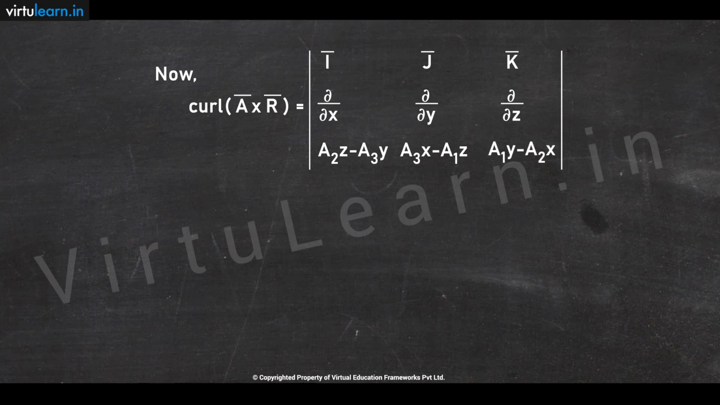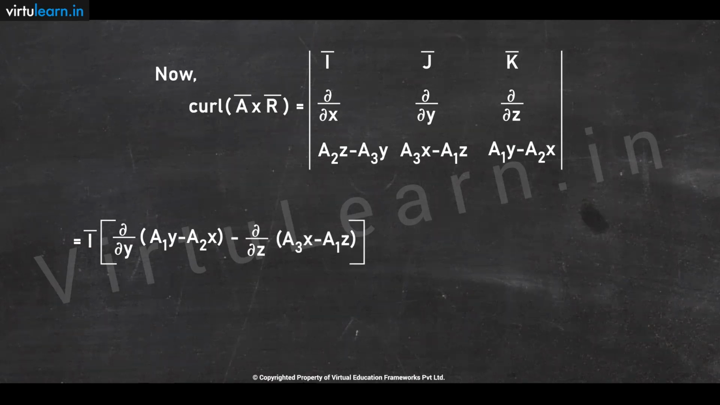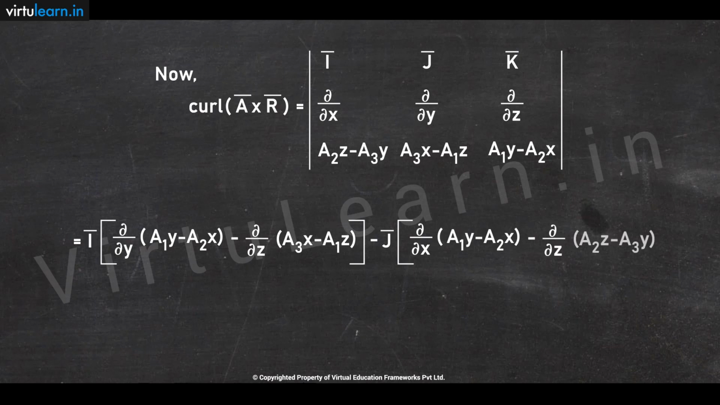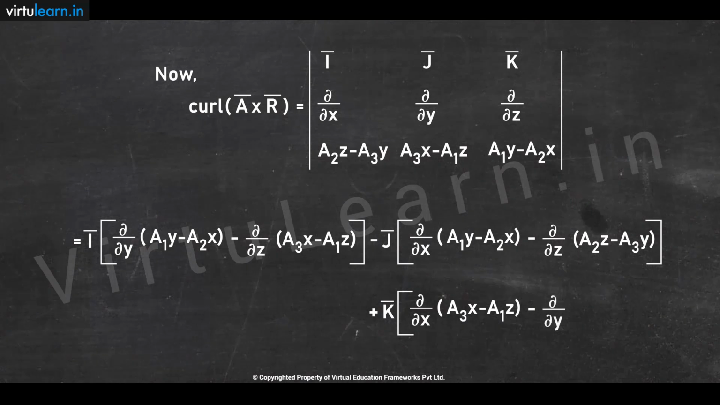third component a1y minus a2x. On expansion, we get i bar into dou by dou y of a1y minus a2x minus dou by dou z of a3x minus a1z, plus or minus j bar into dou by dou x of a1y minus a2x minus dou by dou z of a2z minus a3y, plus k bar into dou by dou x of a3x minus a1z and then minus dou by dou y of a2z minus a3y.